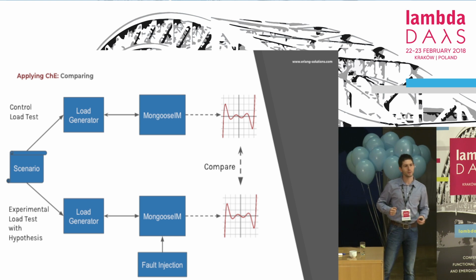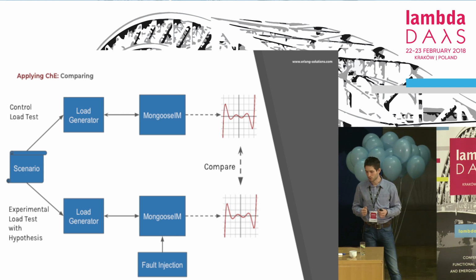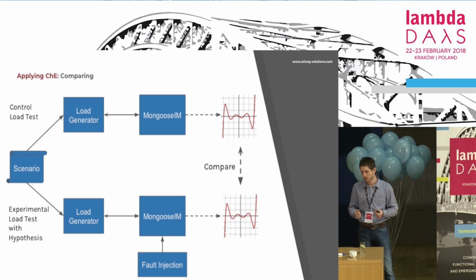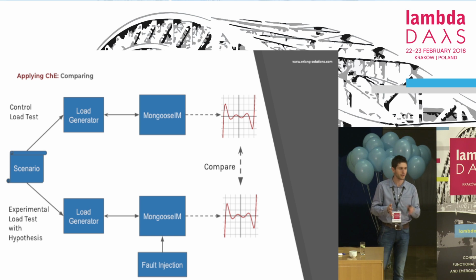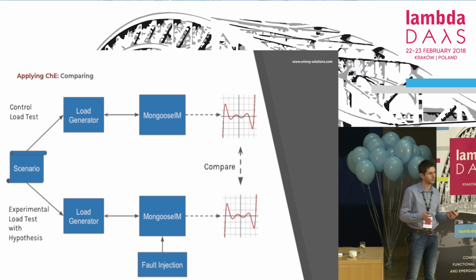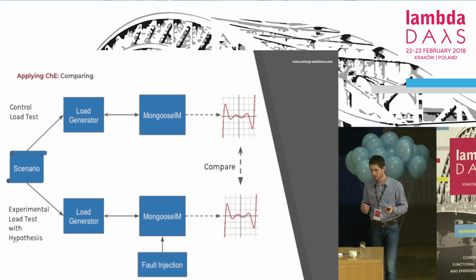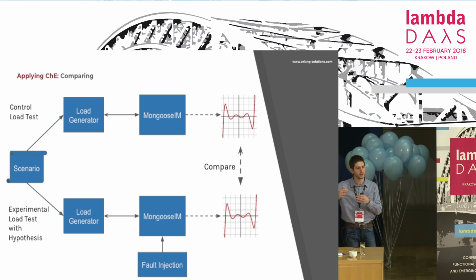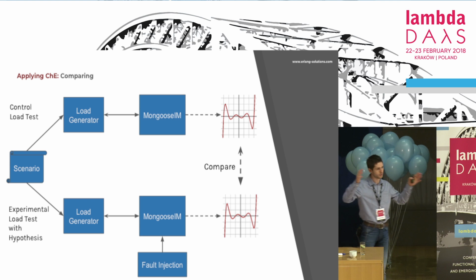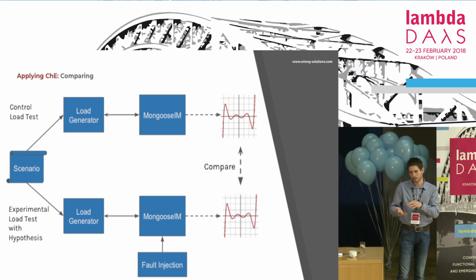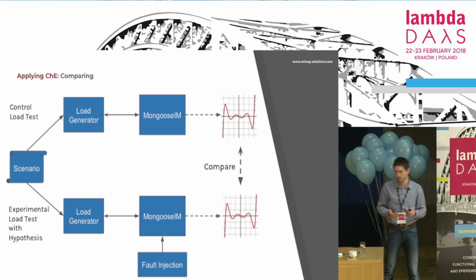Then we use the same load testing scenario to run another load test, which is the experimental one, but this time we inject some faults into the running system. So our approach is a little bit different than the one from Netflix, because we are spawning two separate load tests that I configured the same way, and we compare the steady state from the control load test with the metric that we have gathered from the experimental load test.